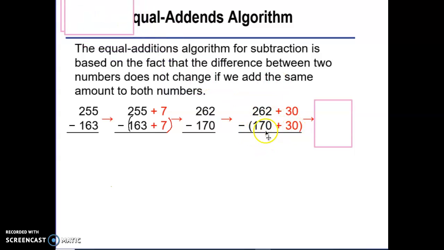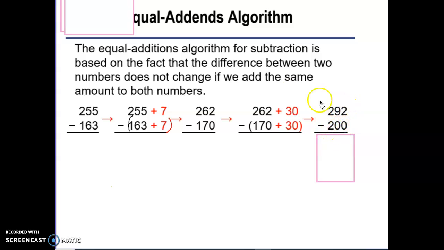And you can see this one already has the parentheses to emphasize the fact that I'm subtracting this quantity, not actually subtracting 170 and then adding 30. Okay, 262 plus 30, that's 292. 170 plus 30, that's 200. Now this is a little bit easier to subtract because you can see I have the zeros.